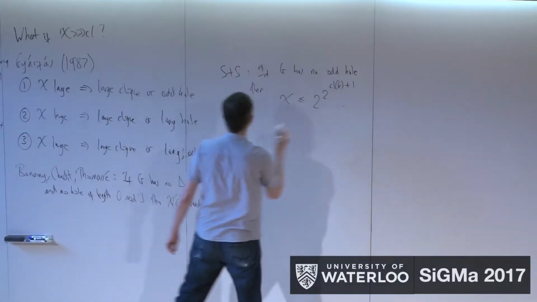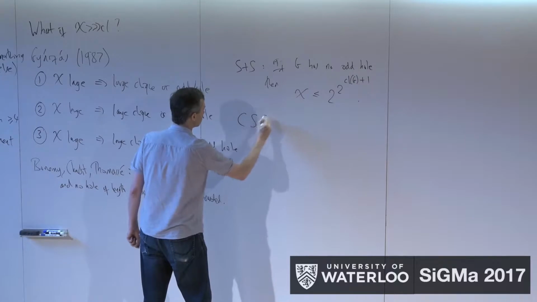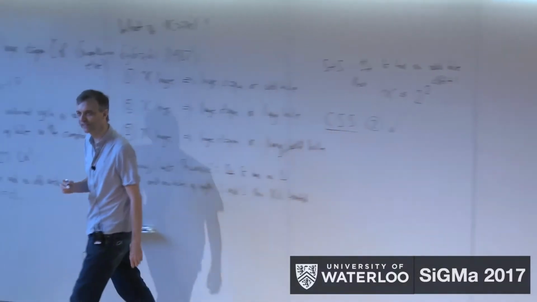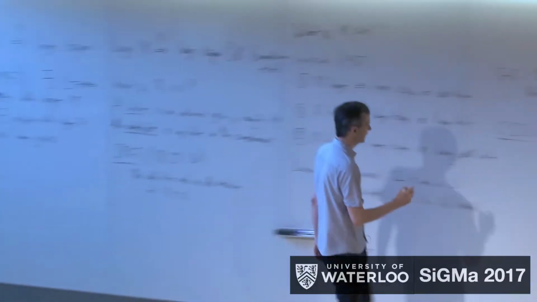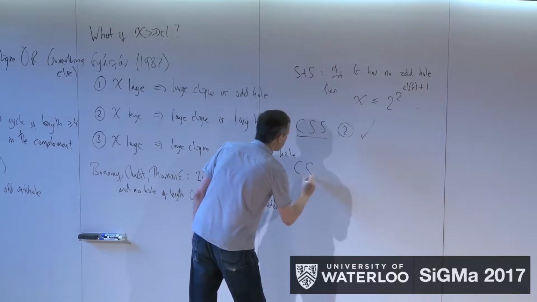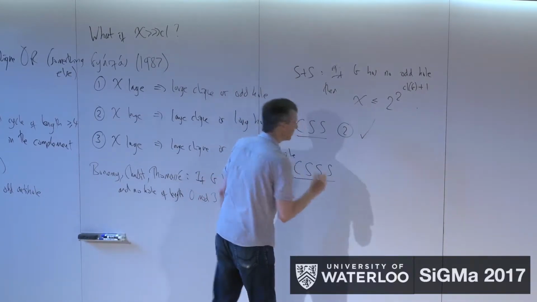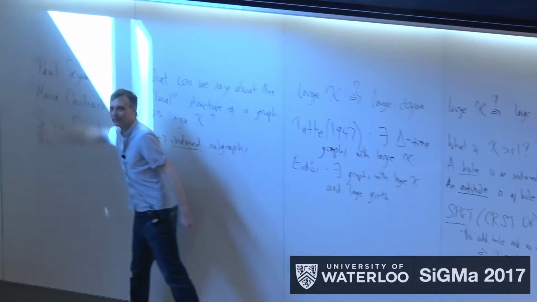That was the first one. The second one, this is with Maria. I'll just say that's true, and I won't write down what the function is. And then the third one came out in, I think, December. So that's with Sophie Spirkl as well. So in other words, it's the complete set.